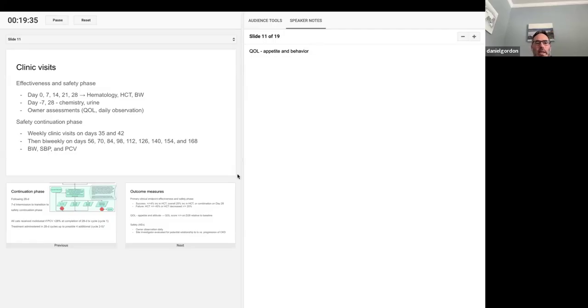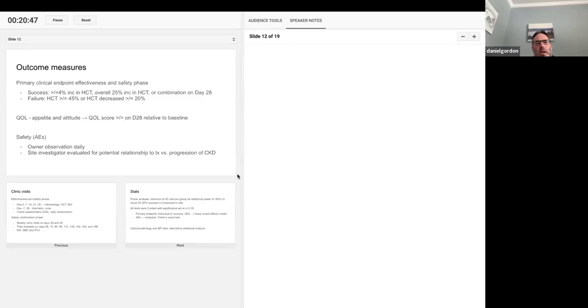There were also some owner assessments looking at quality of life and daily observation of the cats that were in this study. In the safety continuation phase, they had weekly visits on days 35 and 42, and then they went to biweekly up through the remainder of the study. In the safety and continuation phase, they looked at body weight, systemic blood pressures, and PCVs throughout their time.